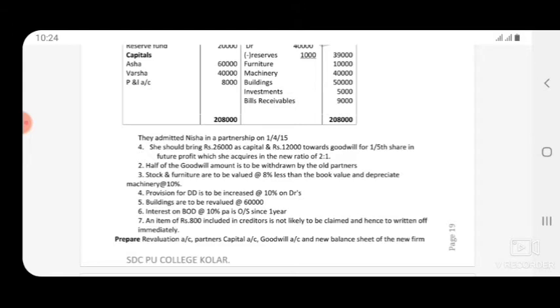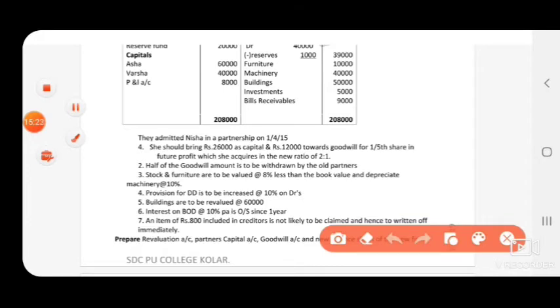Now, additional information. They admitted Nisha in a partnership on 1/4/2015. So the new partner here is Nisha. Now the conditions: she should bring rupees 26,000 as capital and 12,000 towards a goodwill for 1/5 share in the future profit. So here, new partner Nisha has brought 26,000 as capital and 12,000 towards a goodwill. So this we have to record.